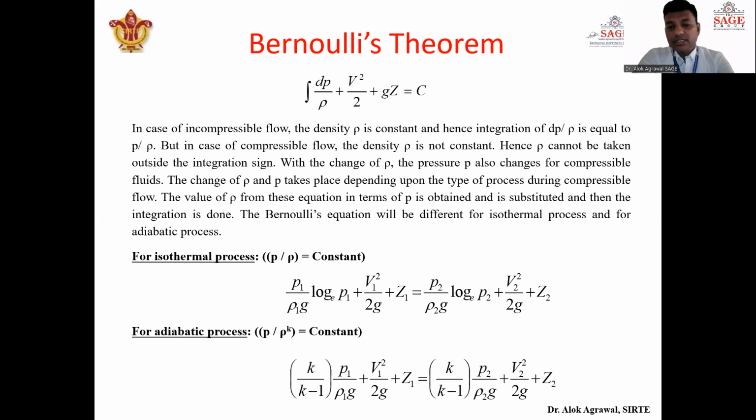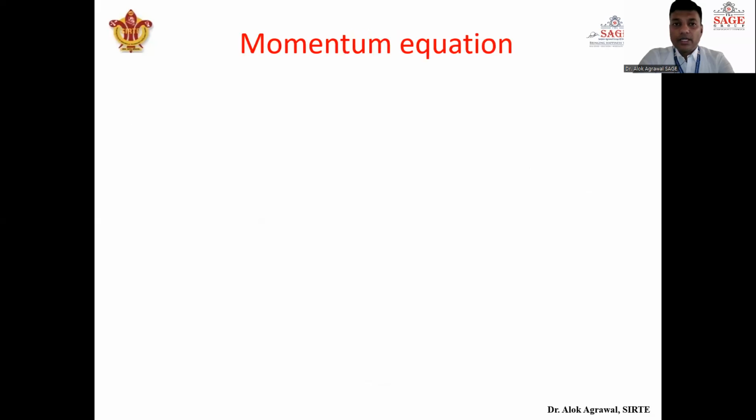So we will get another Bernoulli's equation for compressible flow. So Bernoulli's equation for compressible flow depends upon the type of process. If we get a numerical, it will be mentioned that either the process is isothermal or the process is adiabatic, and we have to apply the formula accordingly. Okay. So these are the two different types of Bernoulli's theorem we get for compressible flow, and we have to remember this.